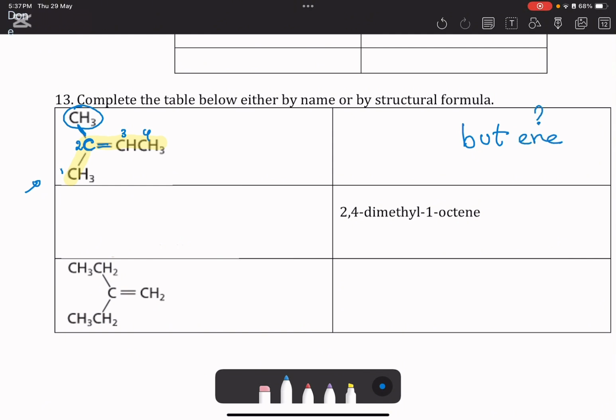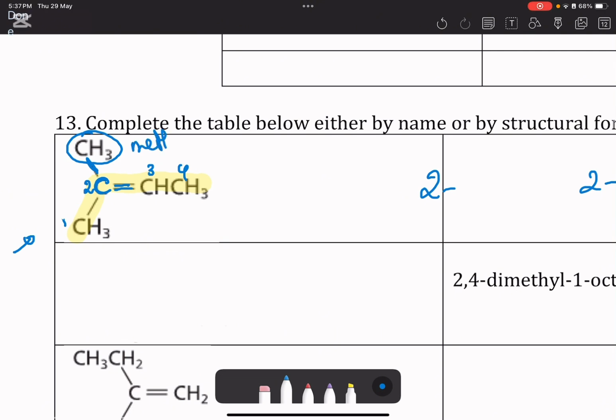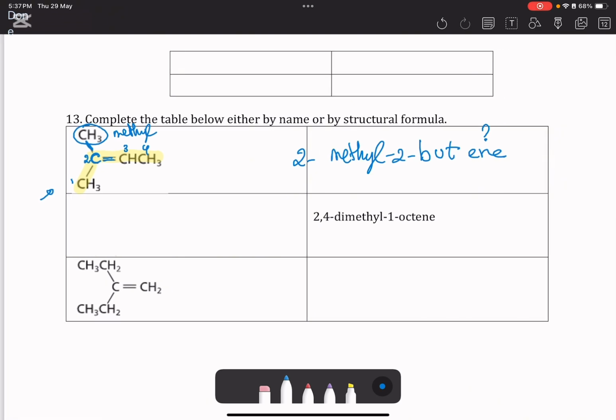Now, where is this ene? It's located on the second carbon, so I'm going to say 2 ene. And also on the second carbon, I have a branch made up of 1 carbon, which will be called methyl. So the name is 2-methyl, 2-butene.